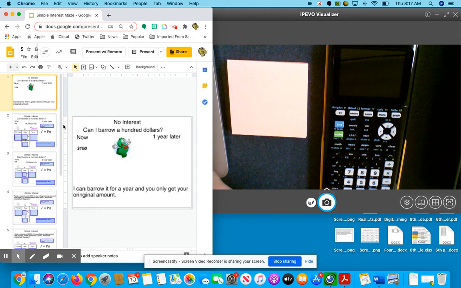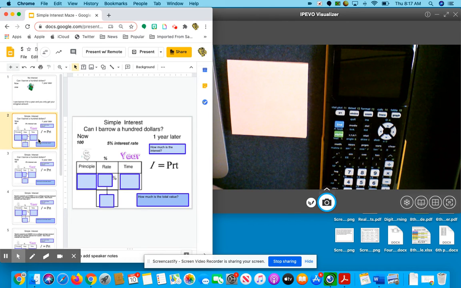Over time, people started saying, you know what? I'm going to let people borrow money, especially like the bank. The bank lets you borrow money, and instead of you just having to pay $100 back a year later, they started charging interest. Let's look at this next slide.